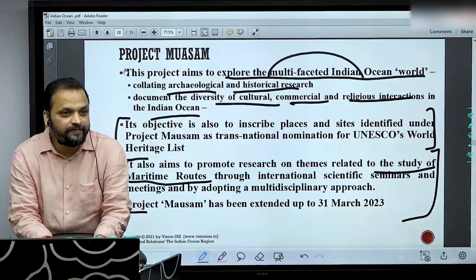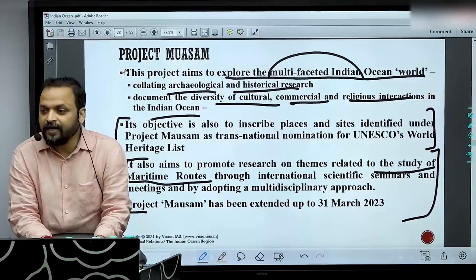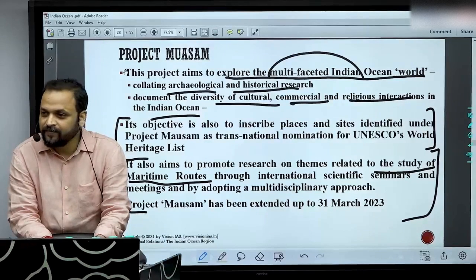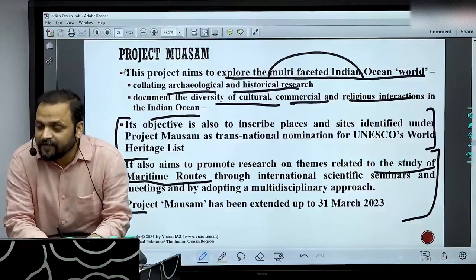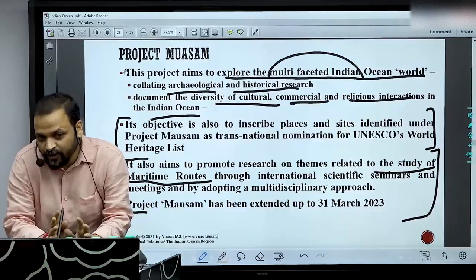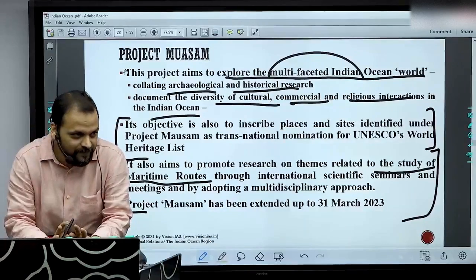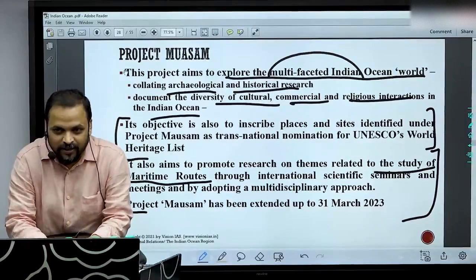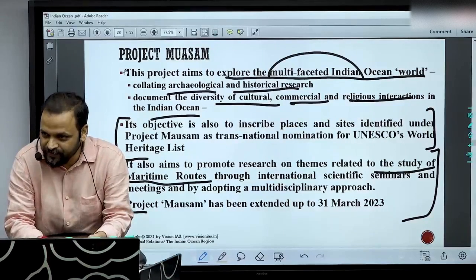Calicut is the modern name. Anything else? Kaveri Patnam. Anything else? Any archaeological site from where Roman coins have been found, which shows that India had ancient trade with the Romans?